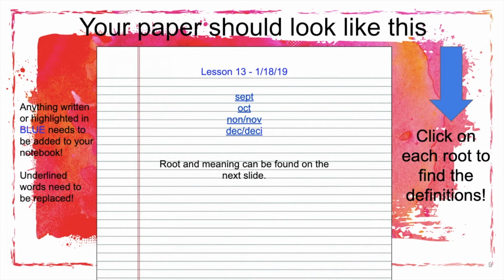What I want you to do is click on each root. Our roots are sept, oct, non, nov, and dec, and deca, or des and desa. You can say it either way. So click on the root to find the definition. So for instance, if I click sept, it'll take you to septa.